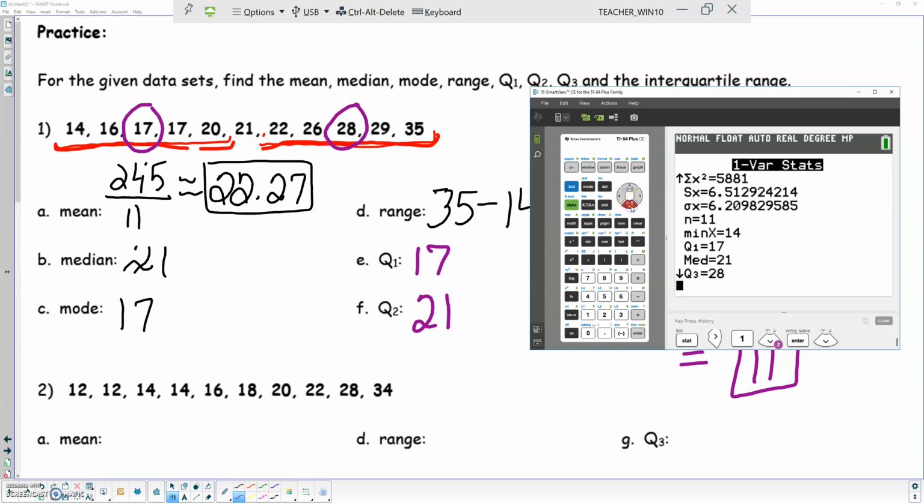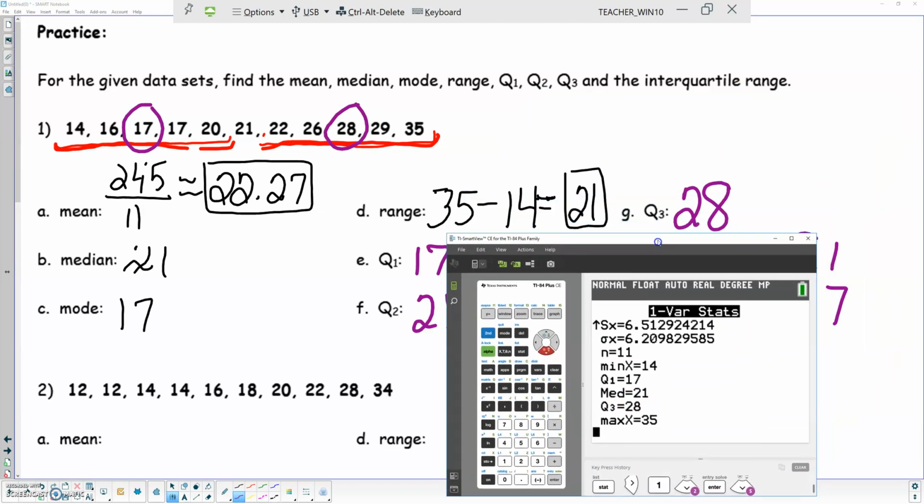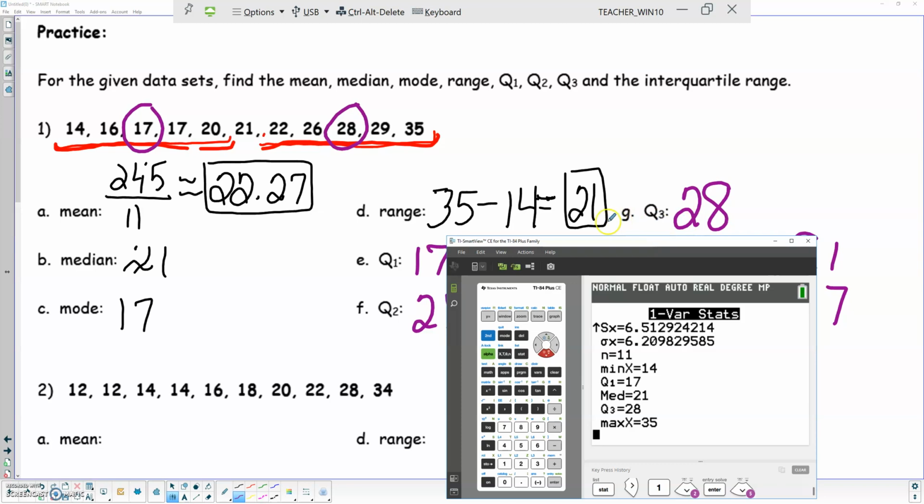Then if you scroll down, you'll see your calculator gives you your minimum value and your maximum value. So we subtract those two numbers to get our range. And then it also gives you your 3 quartiles. It tells us Q1 is 17, our median, or Q2, is 21, and then Q3, our third quartile, is 28. So your calculator gives you all of that information.